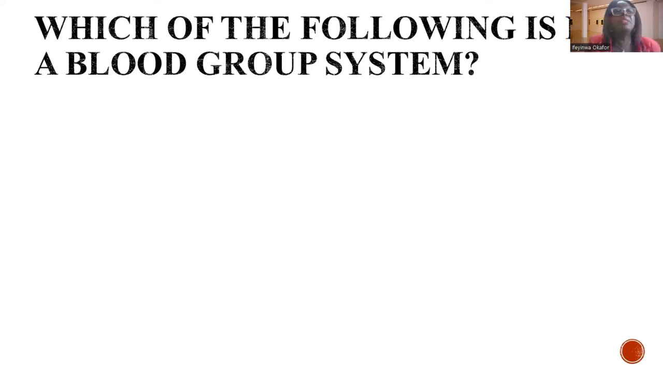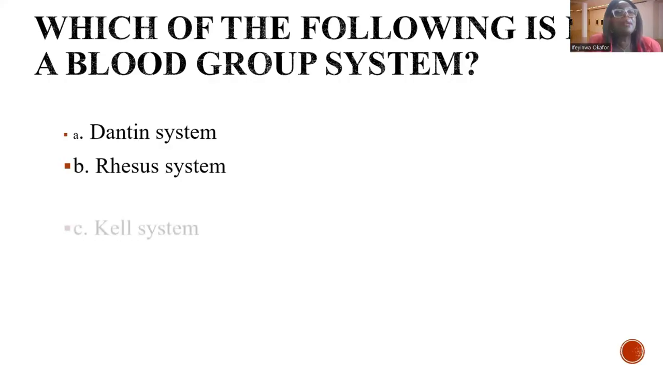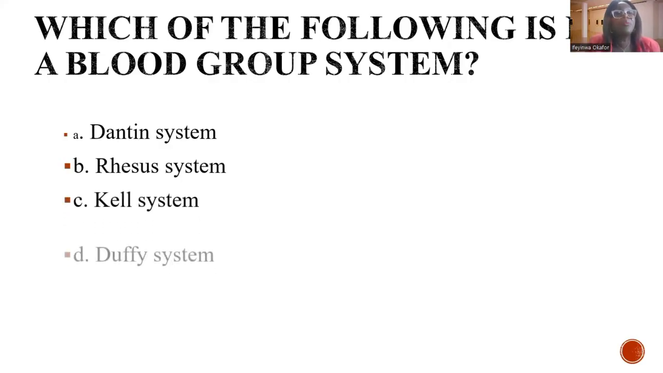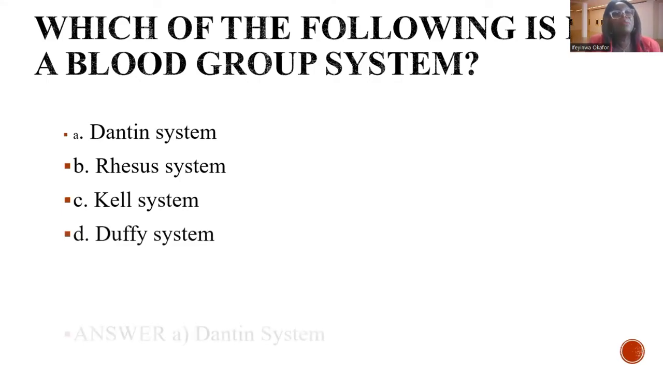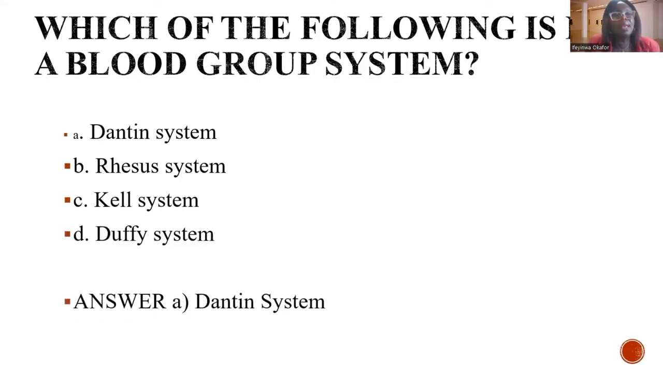Which of the following is not a blood group system? We have Danton system, Rhesus system, Kell system, Duffy system. Answer is A, Danton system. Danton system is not a blood group system.